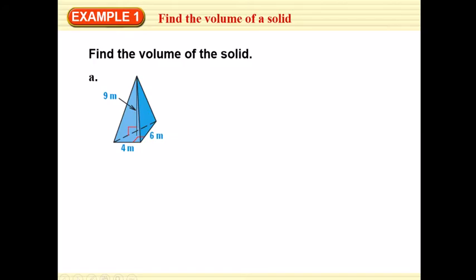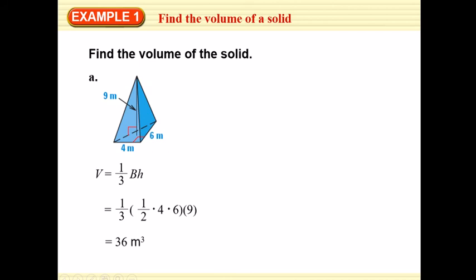Let's go ahead and look at an example. Find the volume of the solid. First, write out the formula that you're going to be using, which is 1/3 base times height. Then you need to find the area of the base. What is the base shape? The base is a triangle. So that's where the 1/2 base times height comes in for the triangle for that base piece. And then you have the height of the prism, which is 9.